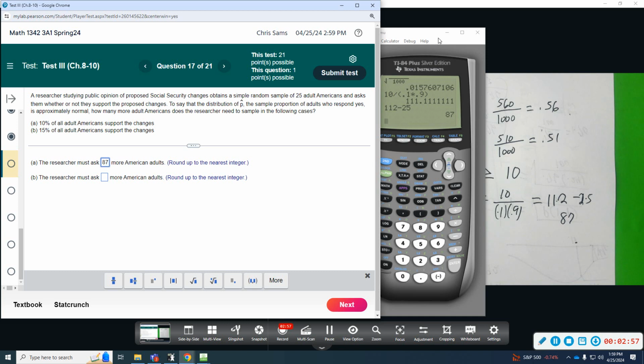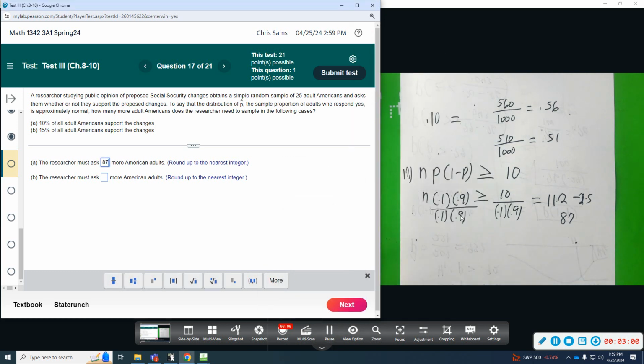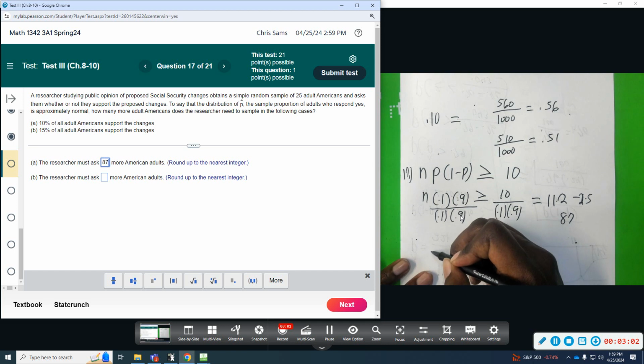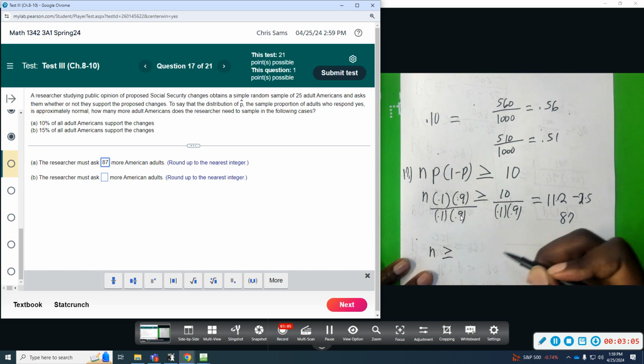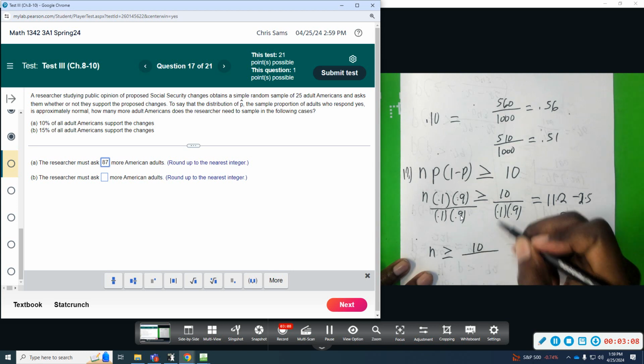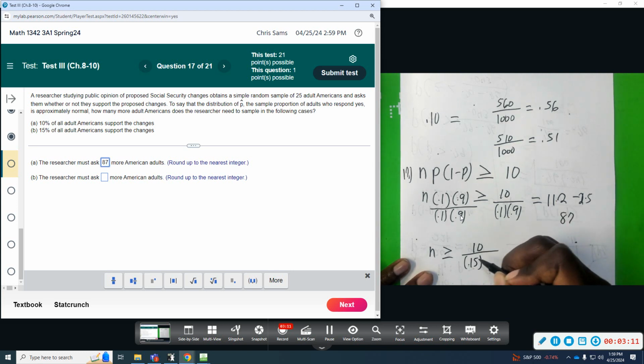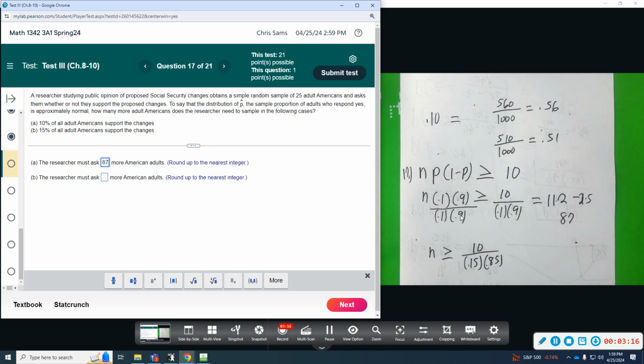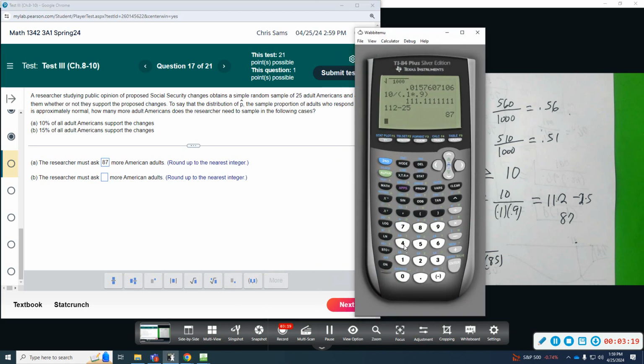And then the next part is going to be the same thing, except it's still n times, but now p is 15%, and then 1 minus 0.15 will be 0.85. So we're going to find out what that calculation is. That gives us 79 when we round up, so roughly 79.